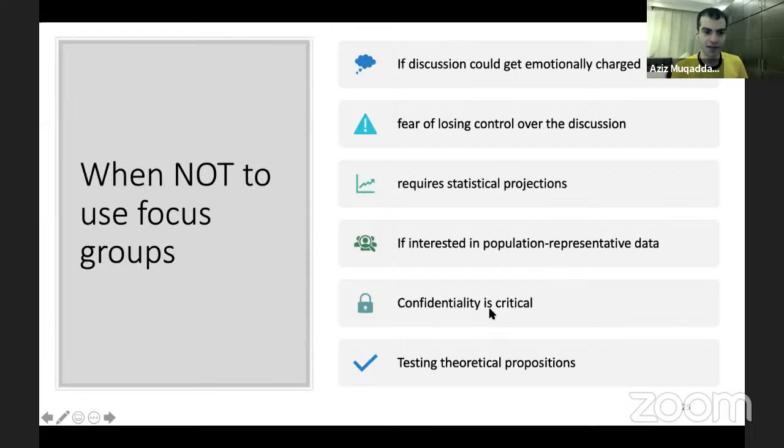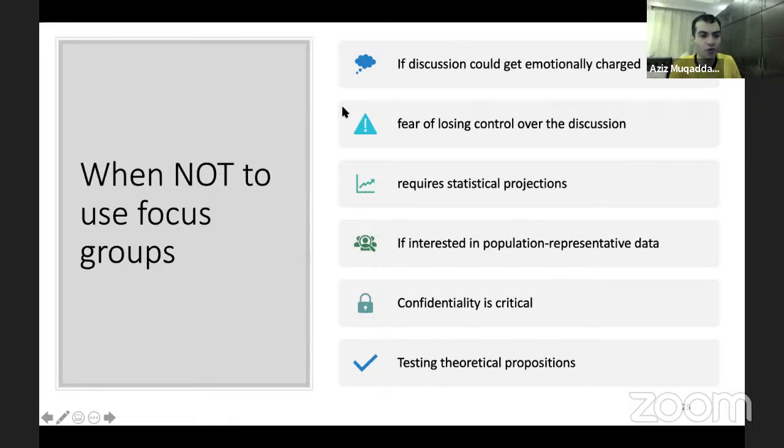Also, and it's related, if the confidentiality is critical, similar to what we mentioned, like financial situations, or some traumatic experience. Sometimes people don't like to talk about, for example, if they went to prison or had a traumatic experience like losing a child. They want to keep everything confidential, and so you would look for other methods to do your research.